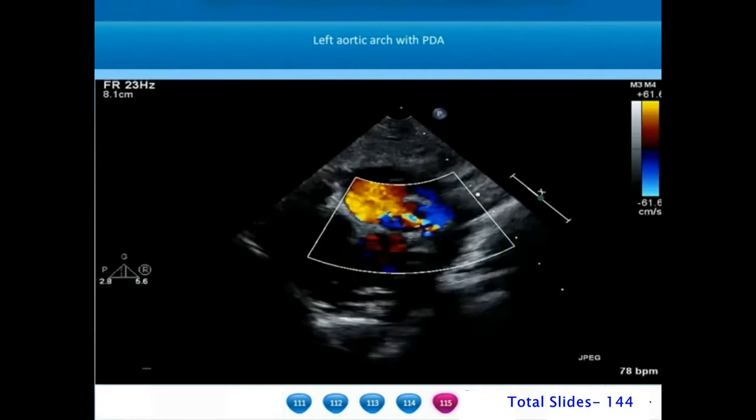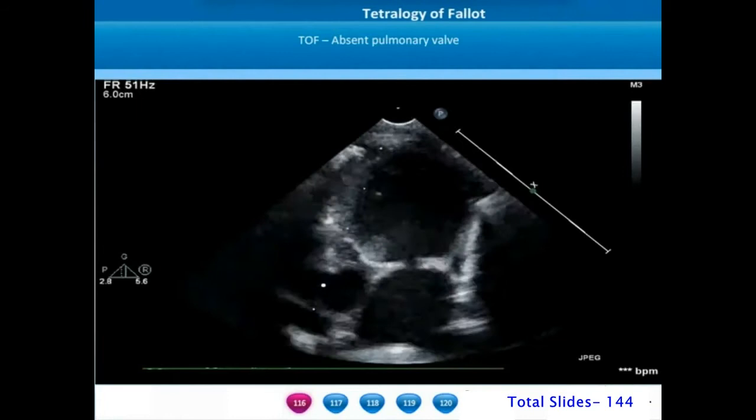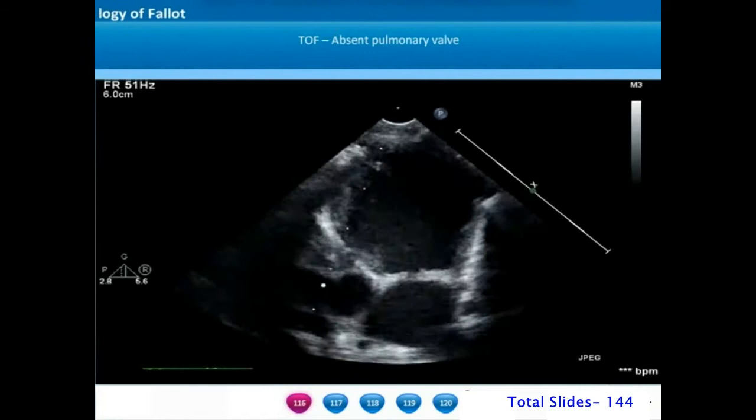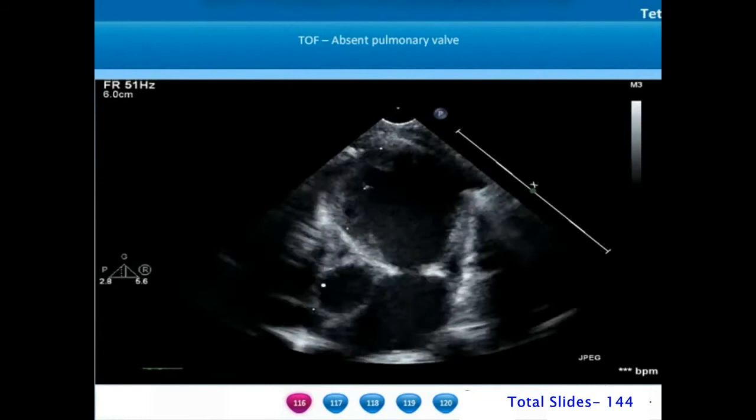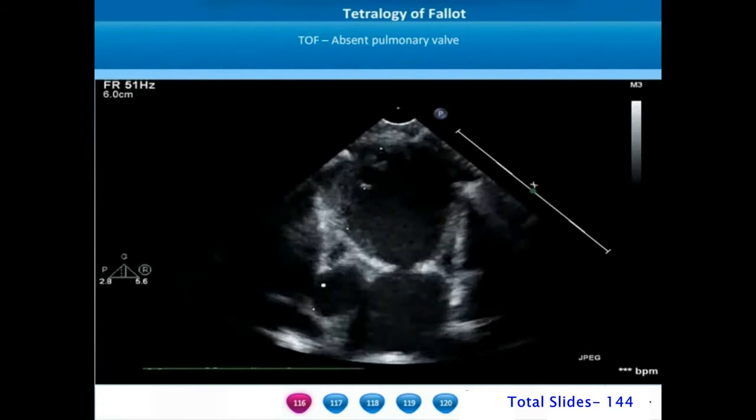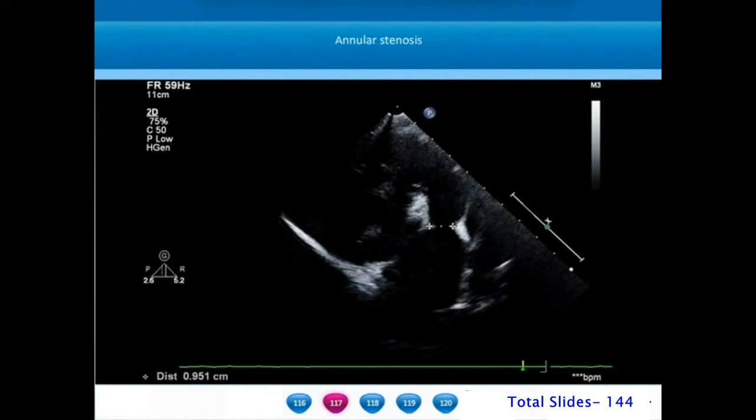Tetralogy of Fallot with absent pulmonary valve is another variant of tetralogy of Fallot. In this condition, there is a narrowing of the pulmonary annulus and there will be nubbins of dysplastic valve tissue attached in the region of the valve annulus. There will be free pulmonary regurgitation, and this pulmonary regurgitation causes dilatation of the right ventricular infundibulum and dilatation of the main pulmonary artery. Pulmonary annulus is uniformly hypoplastic in all patients with tetralogy of Fallot with absent pulmonary valve.